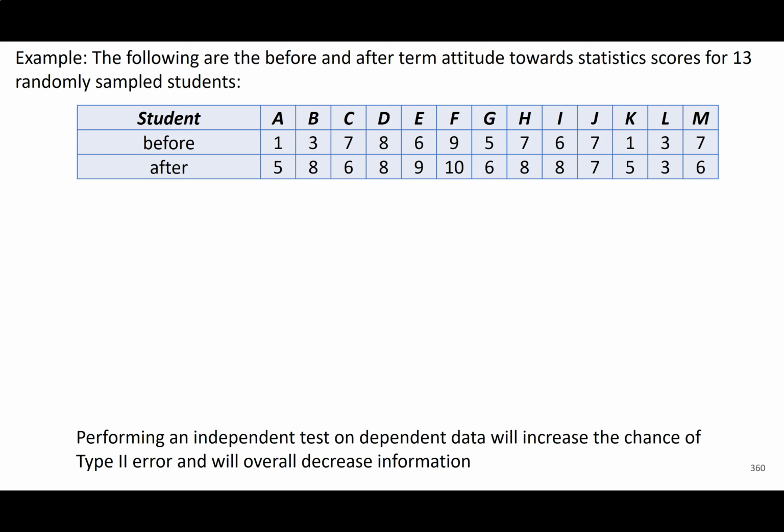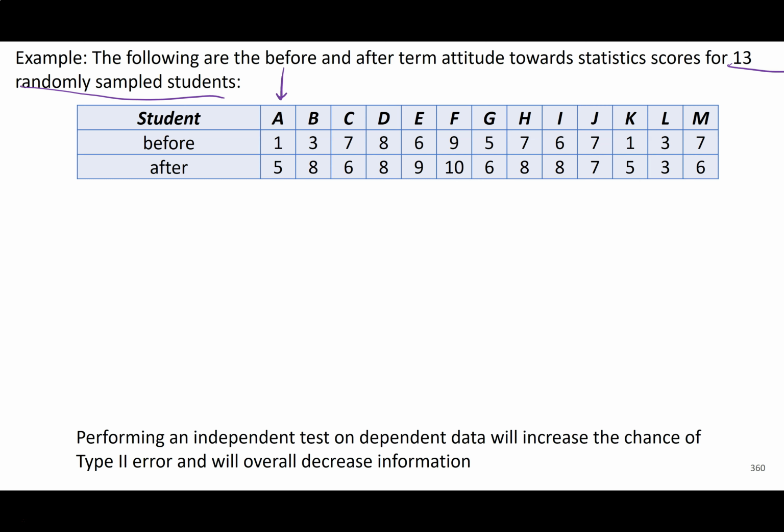Okay, so here's an example. We're going to go with the attitude towards statistics survey. We have 13 randomly sampled students, and they were given the survey. Probably there's a question, and it's Likert scale, like 1 being strongly dislike, 10 being strongly agree or strongly like, I don't know. But we have 13 students. They're labeled by letter, which I think is a little unfortunate. I would rather call them like student 1, student 2.